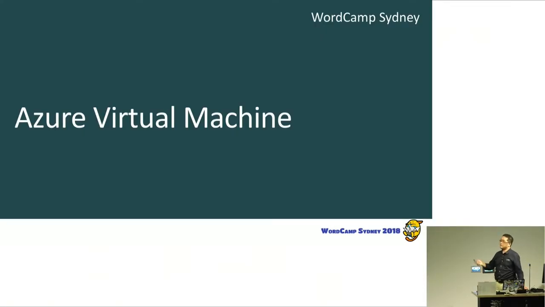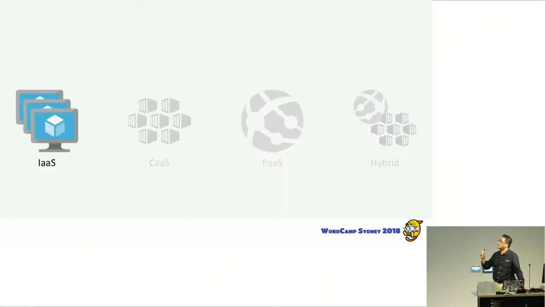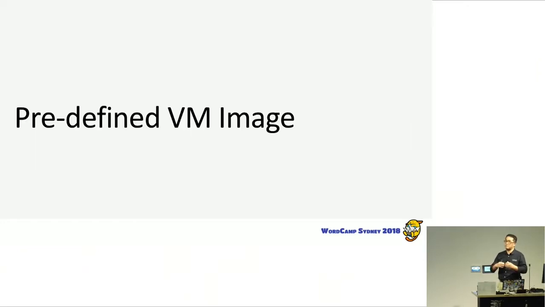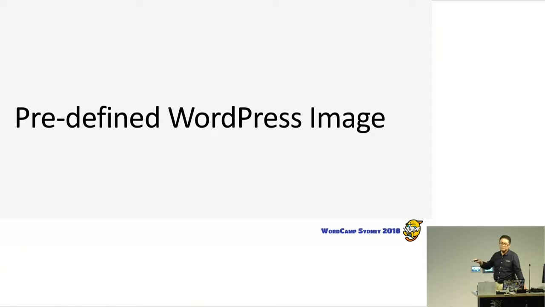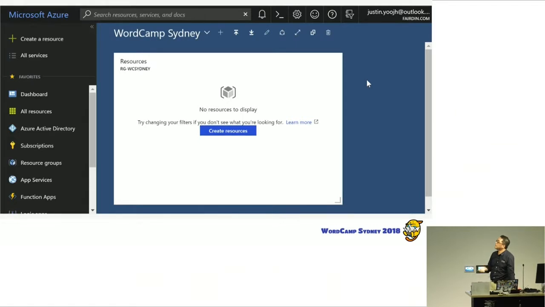Now, think about the virtual machine approach, which is referred to as IaaS. In order to use a virtual machine, we need to have a virtual machine image. Microsoft provides predefined virtual machine images, which can be Windows or Linux, and even in Linux we can choose Ubuntu or SUSE or CentOS, whatever, right? Or they even have a predefined WordPress image running on top of a Linux box. So we can simply use the WordPress image to deploy a virtual machine. Let's have a look at this video. I'm going to create a virtual machine.